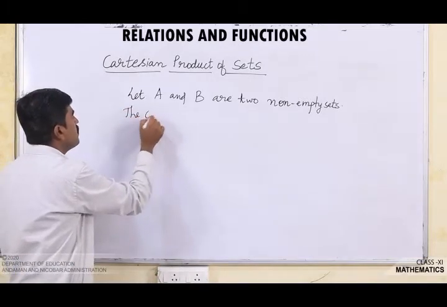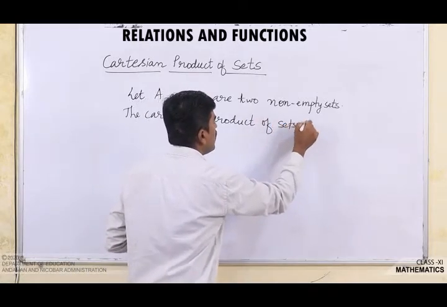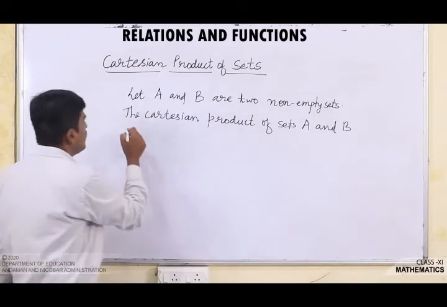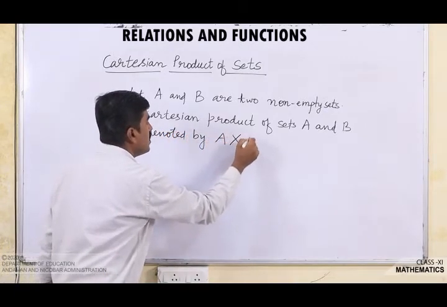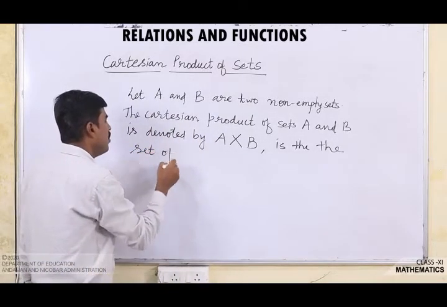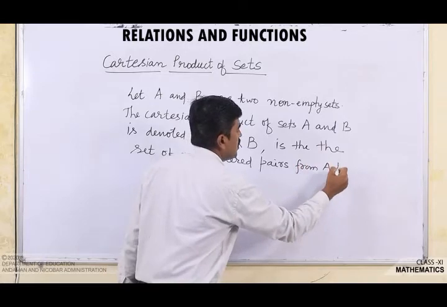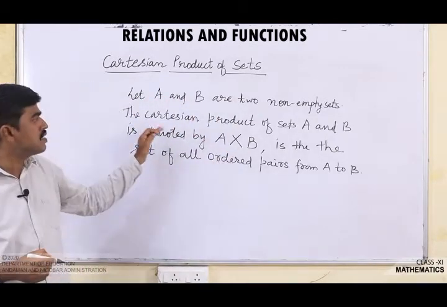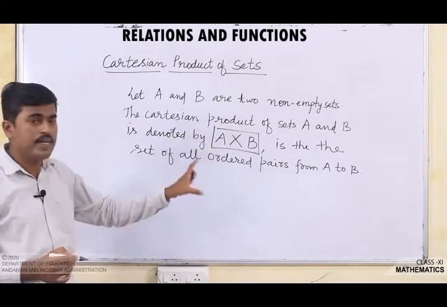Then the Cartesian product of sets A and B, in this order, meaning A is the first set and B is the second set, is denoted by A cross B, and is the set of all ordered pairs from A to B. So suppose there are two non-empty sets A and B, then the Cartesian product is denoted by A cross B, and it is the set of all ordered pairs from A to B.